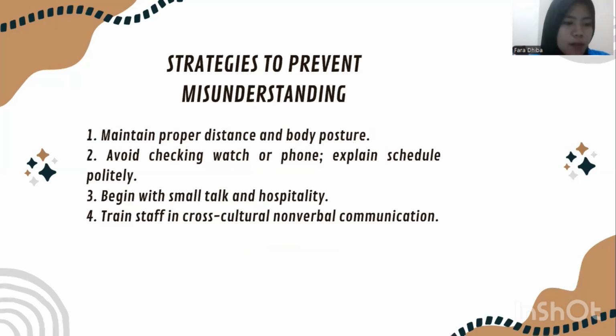And then, recommend communication strategies to prevent similar issues in future cross-cultural meetings. To avoid similar issues, negotiators should maintain appropriate body distance and eye contact, avoid checking their watch or phone during talks, and begin with small talk or hospitality before business, and attend a culture briefing before international meetings. By doing so, they can build better trust and stronger relationships.